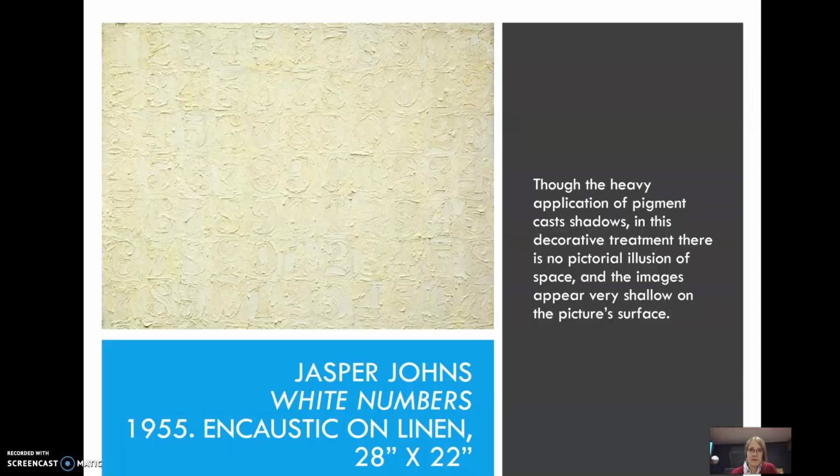Now, we're going to take a look at some examples of decorative artwork, all right? And when I use the word decorative, I'm not talking about decorating your house for Christmas. It's used differently in art. So here we have a piece by Jasper Johns. Jasper Johns was part of the modern art movement. He was an abstract expressionist, and this piece was made in 1955.